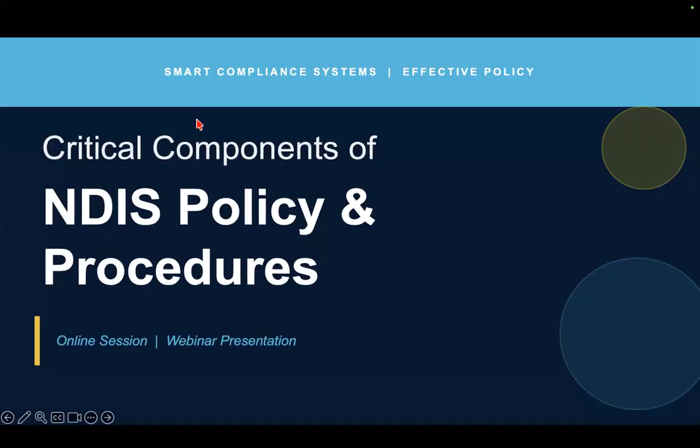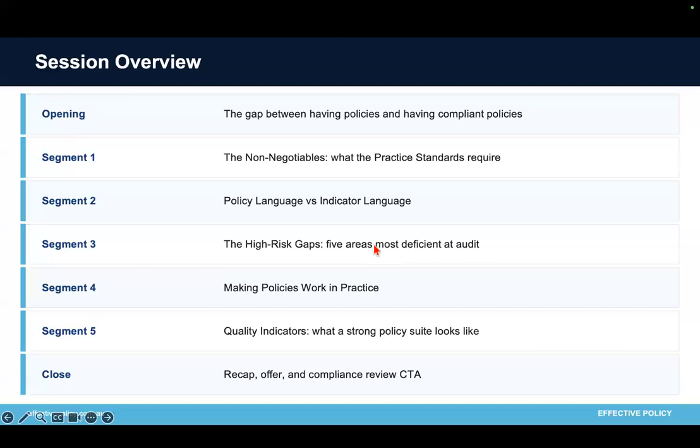Okay, so today we are going to look at critical components of the policies and procedures for NDIS. So let's go on without further ado. We'll look at a couple of things. We'll look at the gaps between policies and the compliance requirements. We'll look at the non-negotiables and what the practice standards require of you, which is the minimum for what you need to have in your policy. We'll look at policy language versus the indicators within the practice standards language.